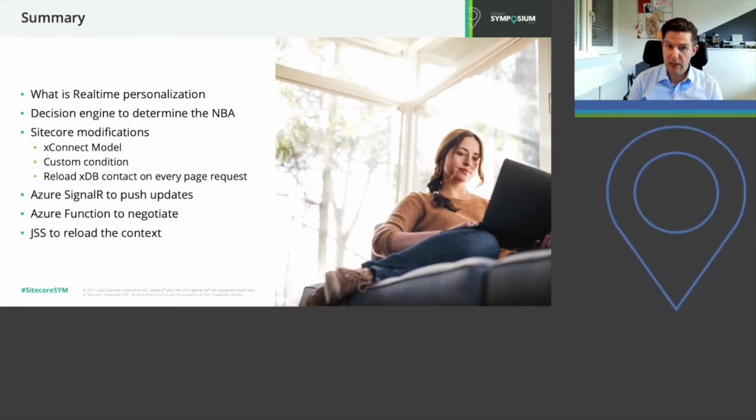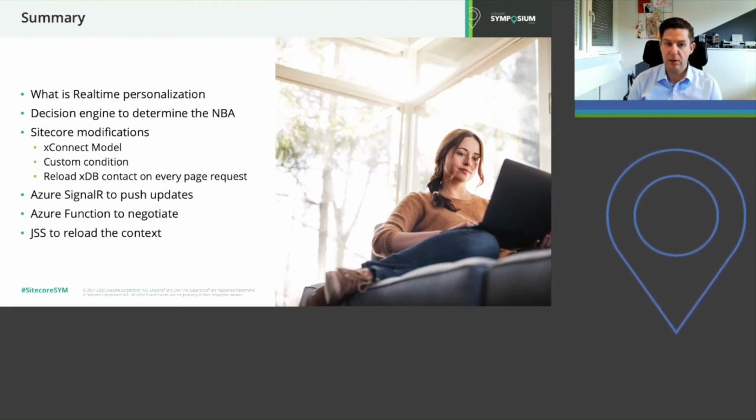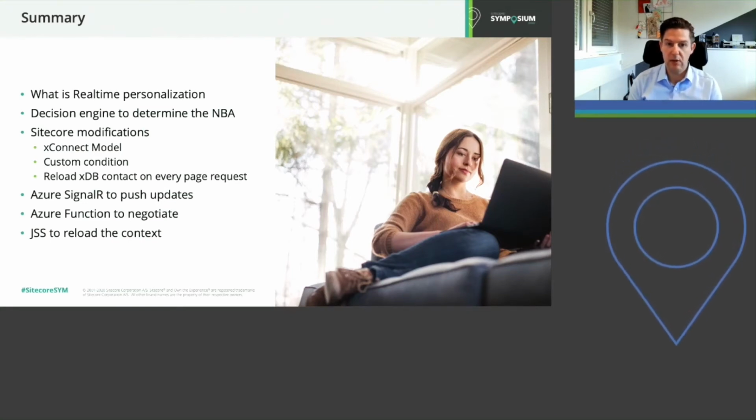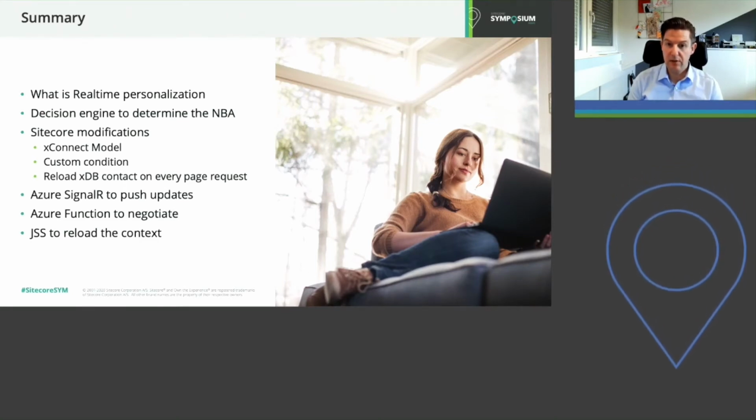Because Sitecore retrieves the XDB data with its NBA facets, the personalization pipeline will be triggered and determine whether or not to render a personalization. JSS rebinds that view to its context, and voila, the page gets updated without interaction.